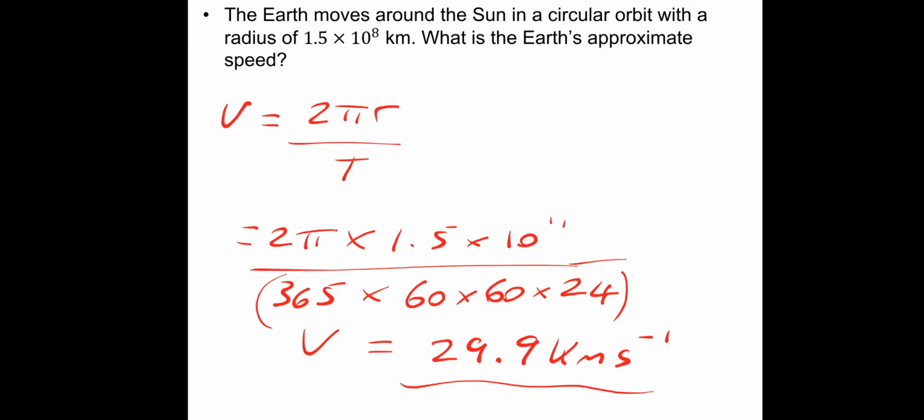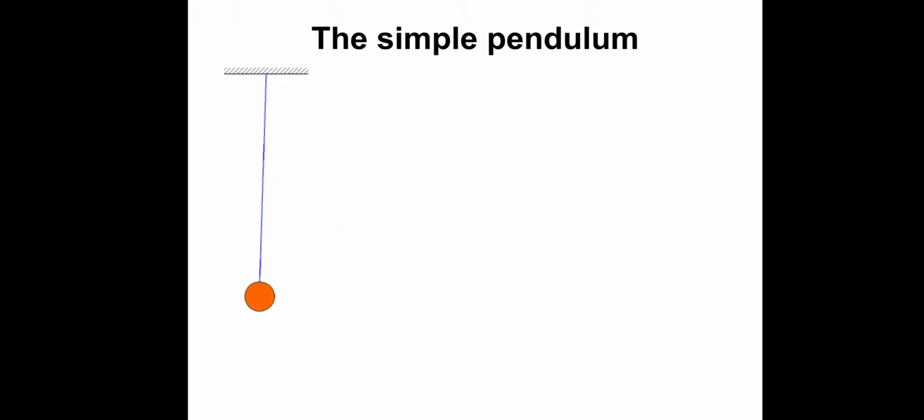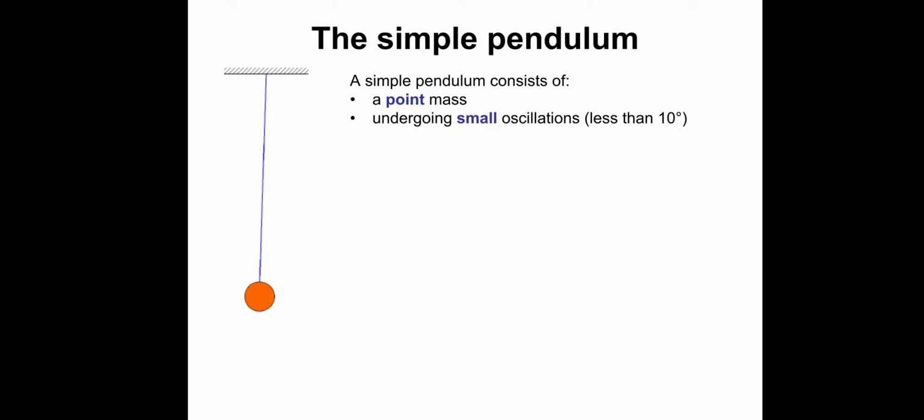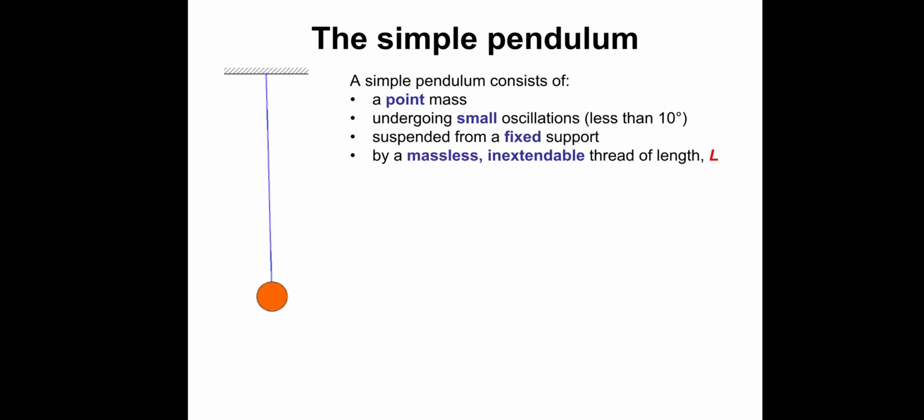Okay, let's move on. Let's get some new information. So the simple pendulum. It consists of a point mass, which is the orange thing, undergoing small oscillations, as you can see in the GIF file on the left, suspended from a fixed point by a massless, inextendable thread of length L, obviously in a gravitational field.